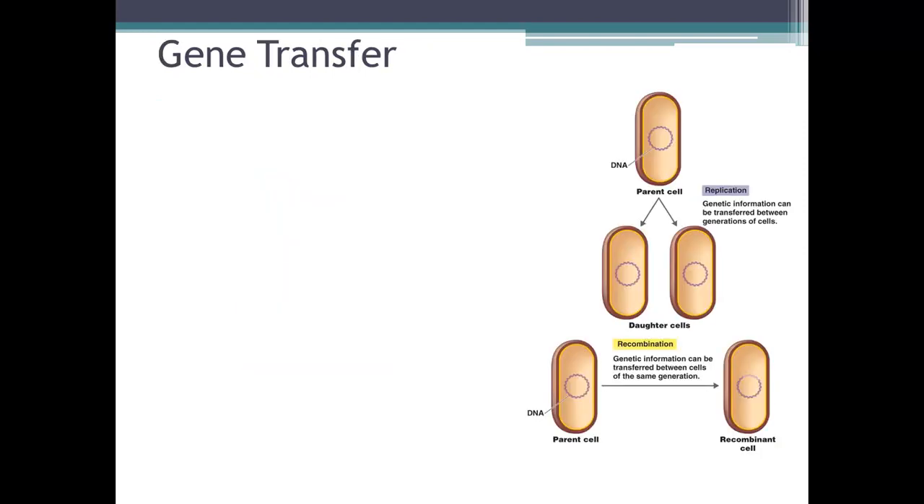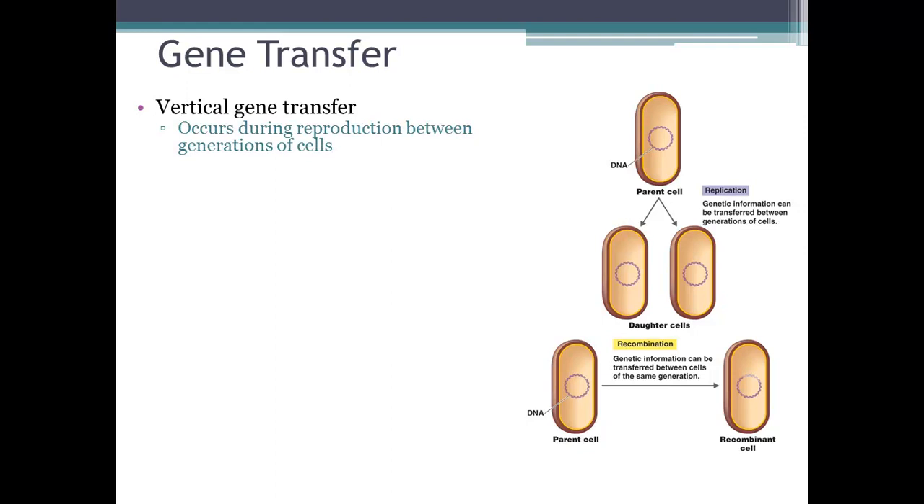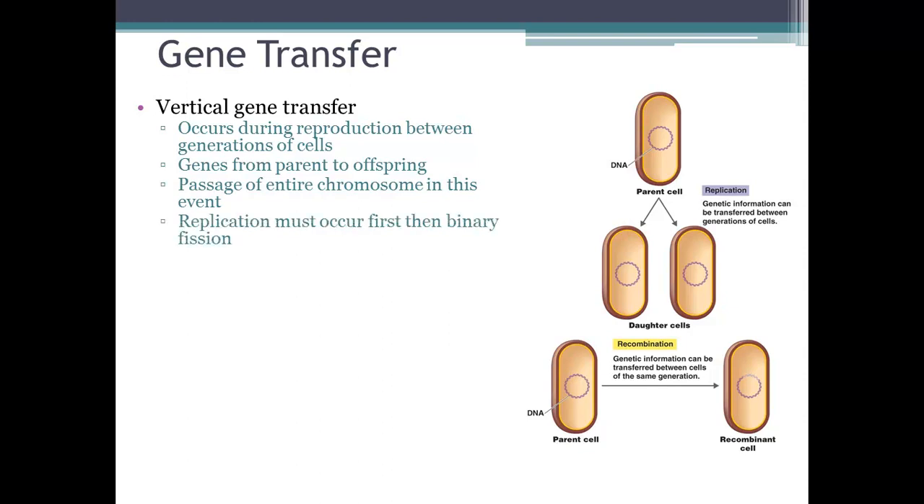Gene transfer. There are 2 types. Vertical gene transfer. Vertical gene transfer occurs during reproduction between the generation of cells. It's when genes from parents are passed to the offspring. There's a passage of the entire chromosome in this event, and replication must occur first, then binary fission. All organisms do this, including us. So we always have a parent cell, and then we always end up with 2 daughter cells.